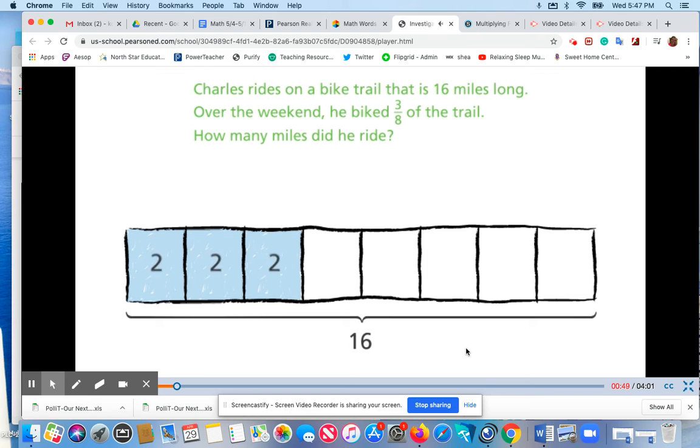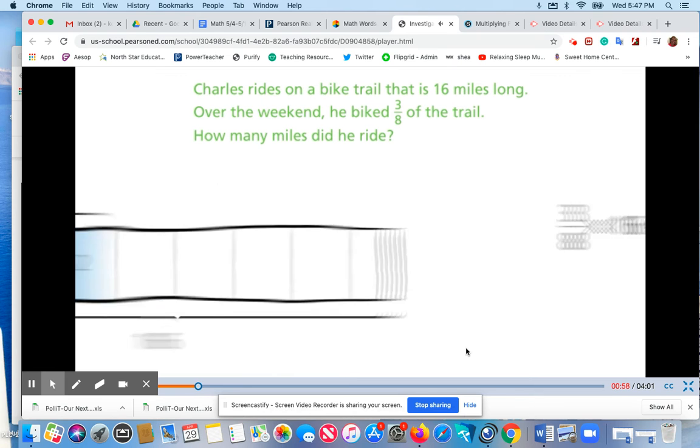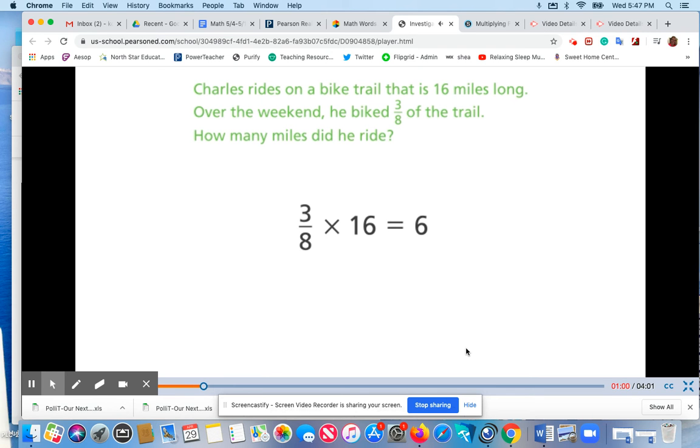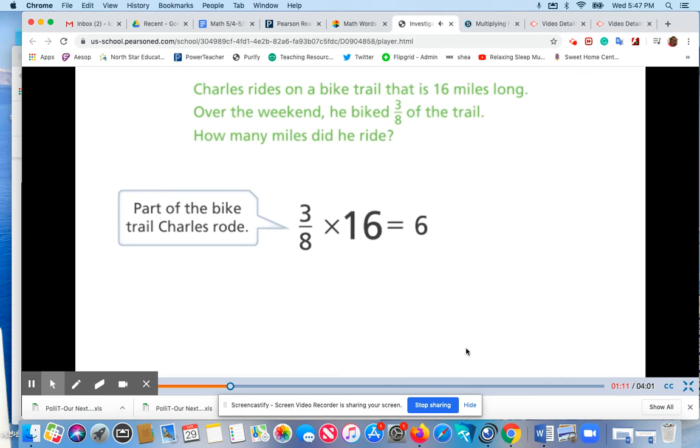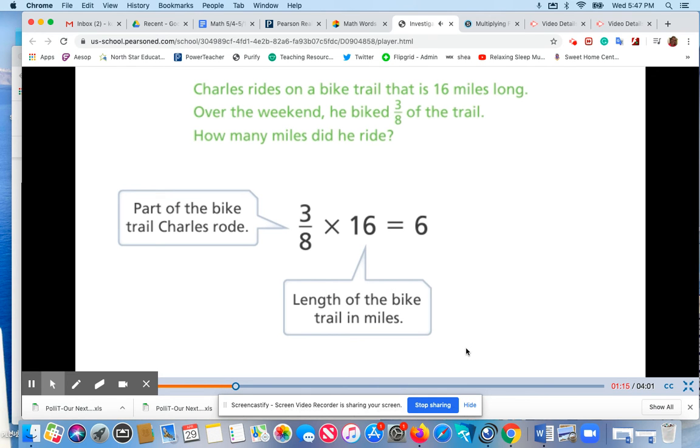Each eighth is 2 miles, so 3/8 is 6 miles. Charles biked 6 miles. An equation that represents this problem is 3/8 times 16 equals 6. 3/8 represents the part of the bike trail Charles rode. 16 represents the length of the bike trail in miles. And 6 is the number of miles that Charles rode over the weekend.